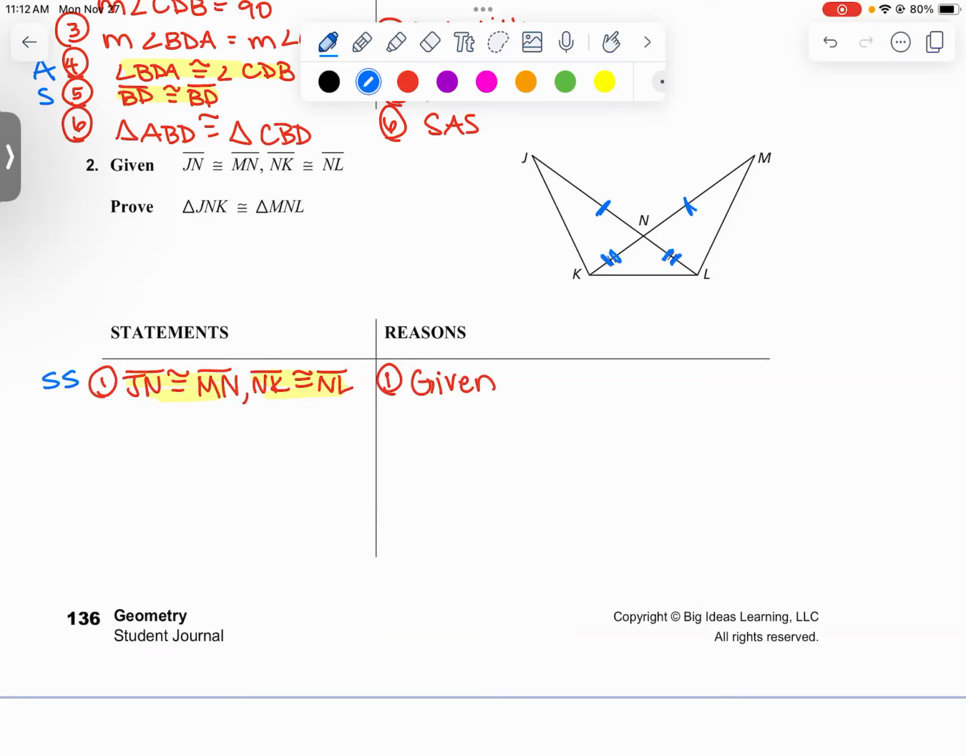Clark is saying we have vertical angles. Was that a part of your discussion with your elbow partner also? So we have vertical angles. So angle JNK is congruent. If I name it JNK, what's the other angle? Thank you for going in that order. We have vertical angles.